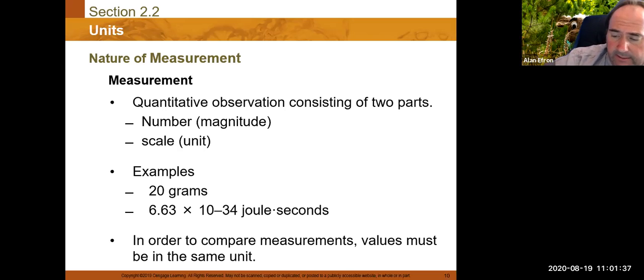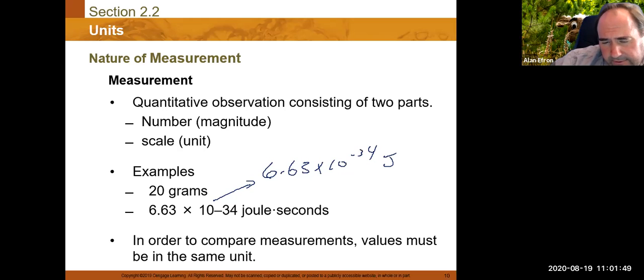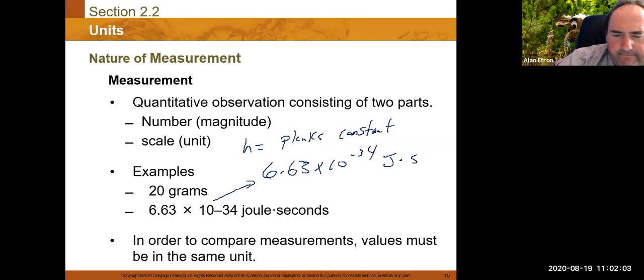6.63 times 10 to the minus 34. Again, that should be an exponent here. This number is actually a constant: 6.63 times 10 to the minus 34, and the units are joules times seconds. This is what's known as Planck's constant, which is h. We may see it come up in a later chapter, I think. But again, that minus 34 should be an exponent. I think PowerPoint made it a non-exponent there.